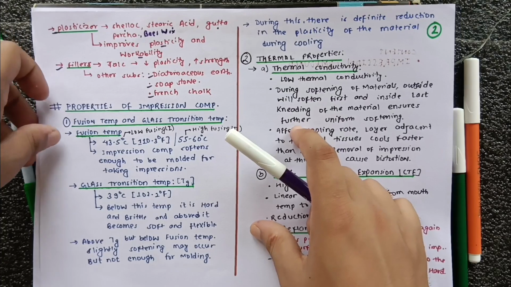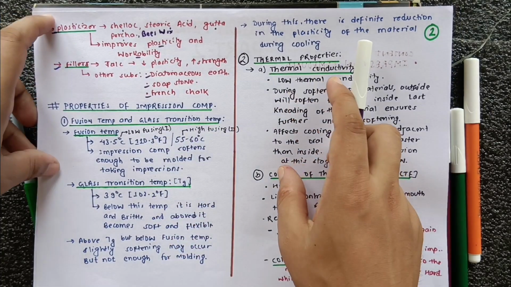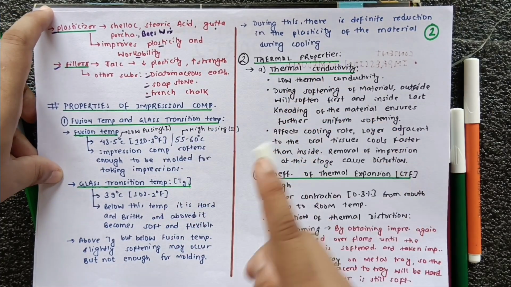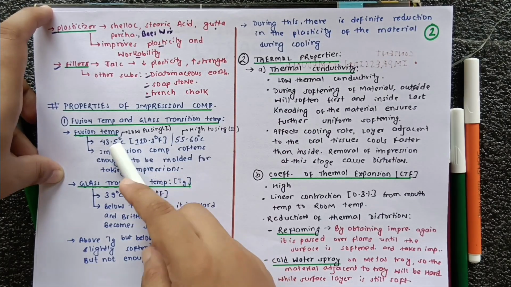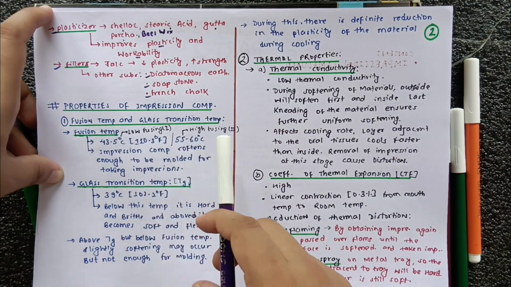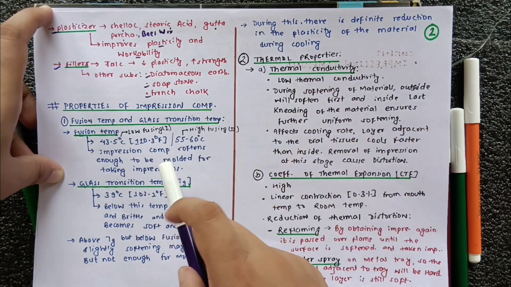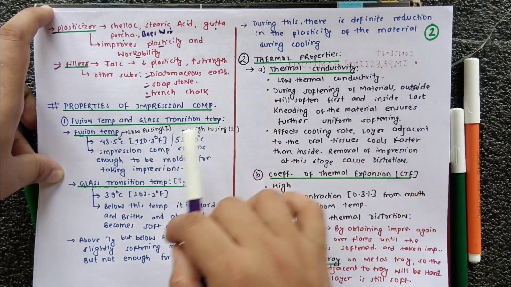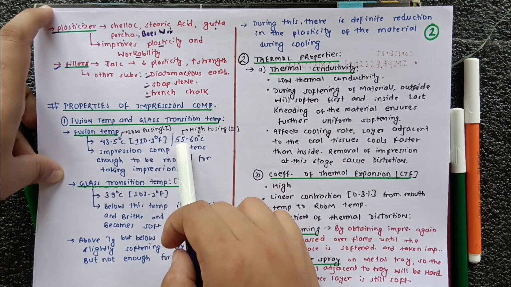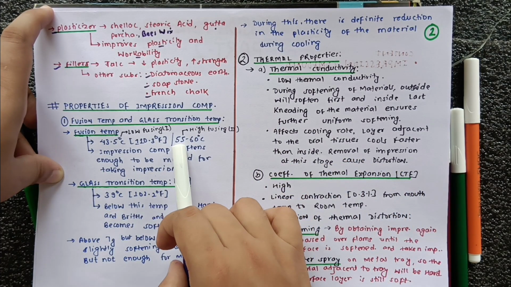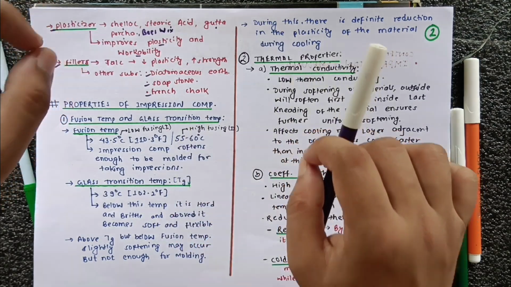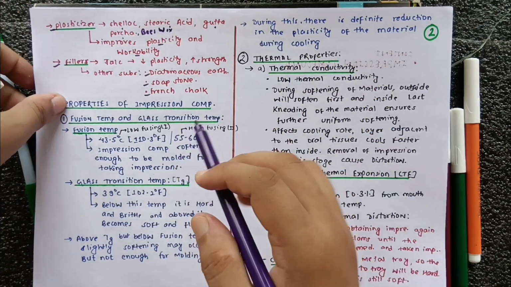After composition, we will study the properties of the impression compound. The first property is fusion temperature and glass transition temperature. I will explain this properly, as I think many of you have confusion between the fusion temperature and the glass transition temperature. So just listen to me. First I will decide this.